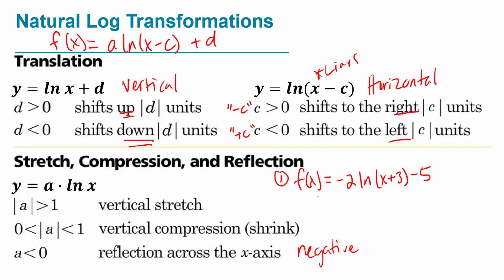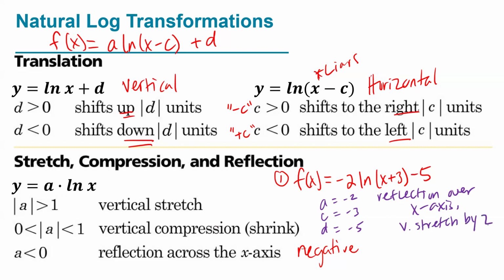All right, so up first, I'm going to identify my variables. So we have a, c, and d. Our a equals negative 2, our c equals negative 3, and our d equals negative 5. Yes? Okay? Because our a is negative, that automatically tells us that it's going to be a reflection over the x-axis. The absolute value of our a is greater than 1, which lets us know it's a vertical stretch. So I'm going to write vertical stretch by 2.